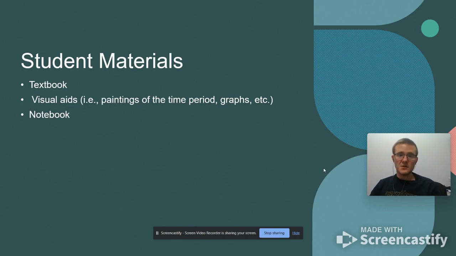So the materials that I would like students to use for this assignment would be to have their textbook, and that can be any particular textbook. I don't know specifically which one I would use. And then also visual aids for this assignment, paintings of the time period, graphs that can visualize statistics of the time period, etc. And then also their notebook that they would write notes in, annotations, etc.